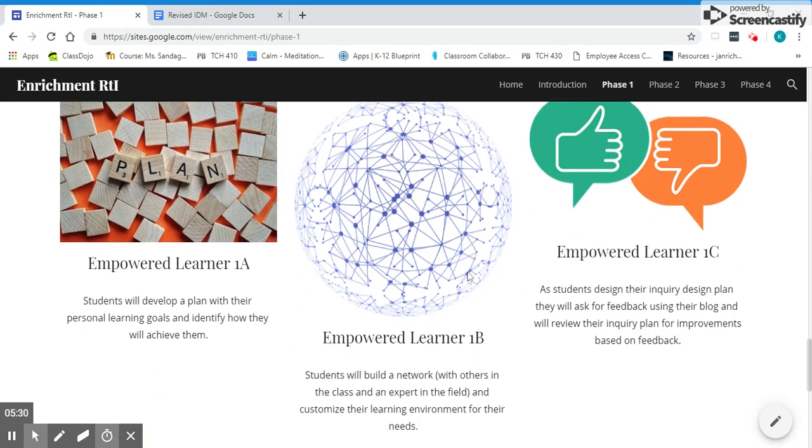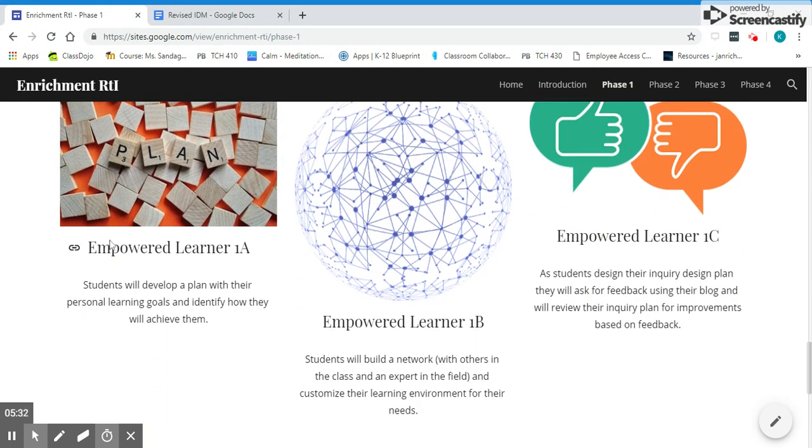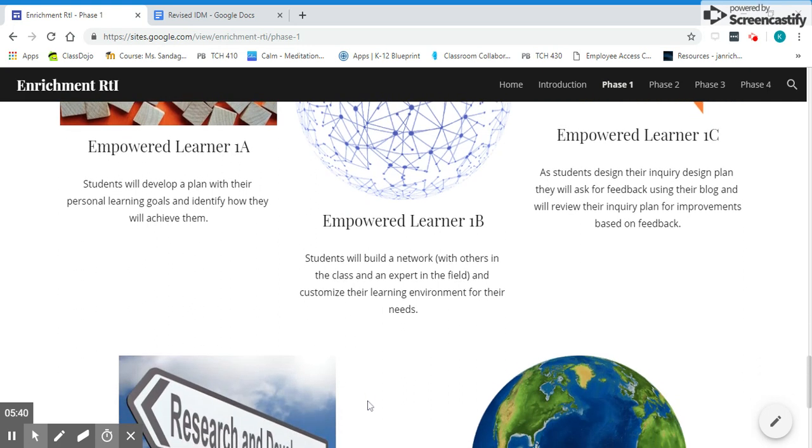Now, in connection with our ISTE standards, students will be developing a plan with personal learning goals, and they will identify how they're going to achieve them. Students will build a network. One thing they will be required to do is to connect with an expert in the field and utilize them as a source, as well as just those resources online or in actual text.